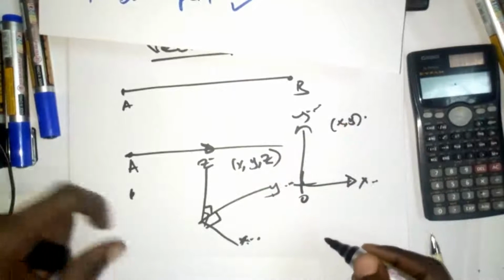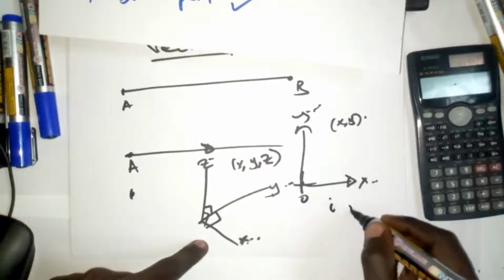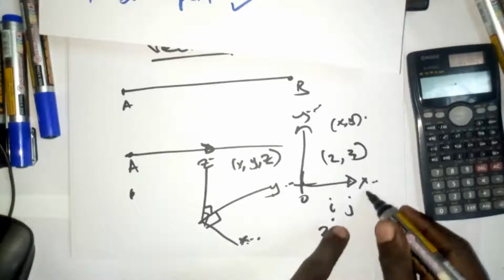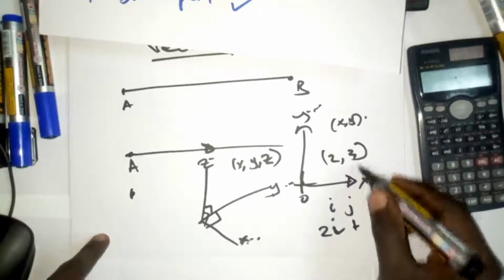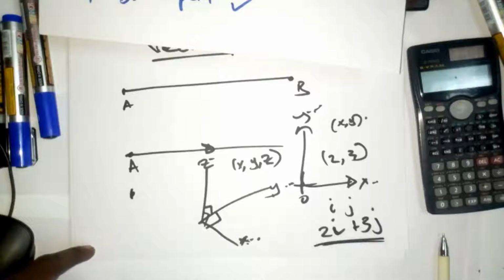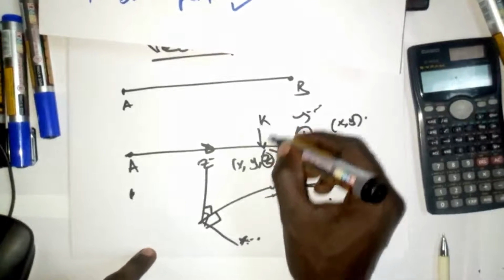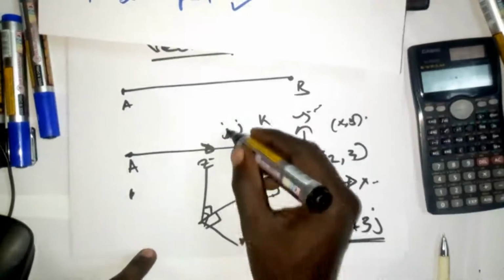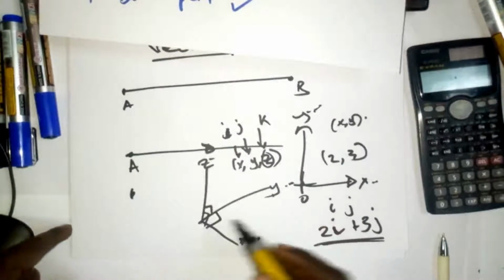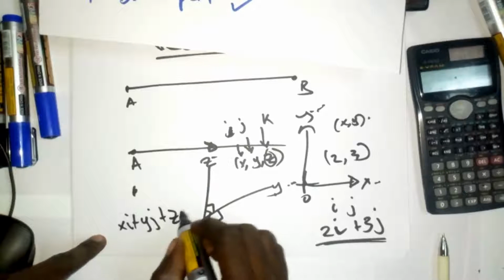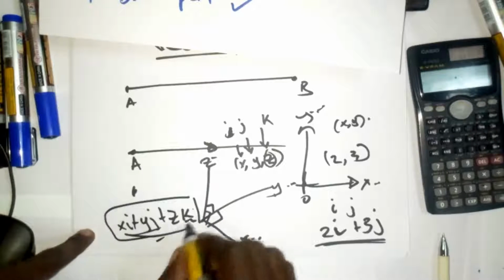For the xy plane, I denote the directions as i and j, meaning that if I have a point 2 and 3, I will say that it is 2 in the x direction, i, plus 3 in the y direction, j. So this is the ij notation. But if it is xyz, then z stands for k, y is j, and i goes for x. So if you find a point written in the form of xi plus yj plus zk, then this is the IJK notation I'm talking about.